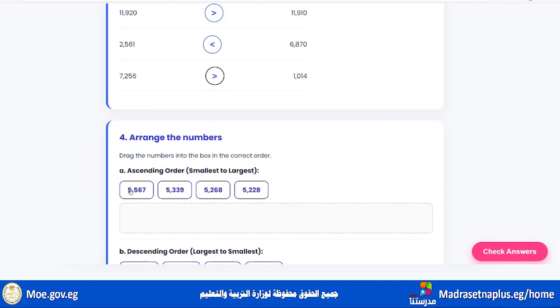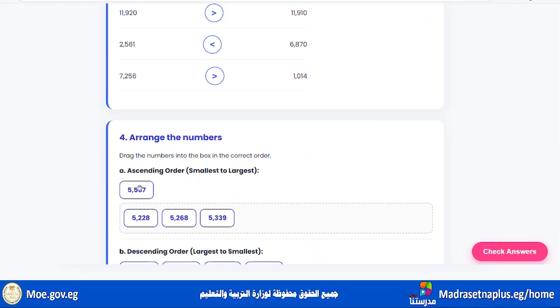Which one? 5,000, 5,000, 5,000. All have the same thousands. What about hundreds? 500, 300, 200, 200. 200 is the smallest. We have 260, 220. This one is the smallest, then this one, and this one, and this one.